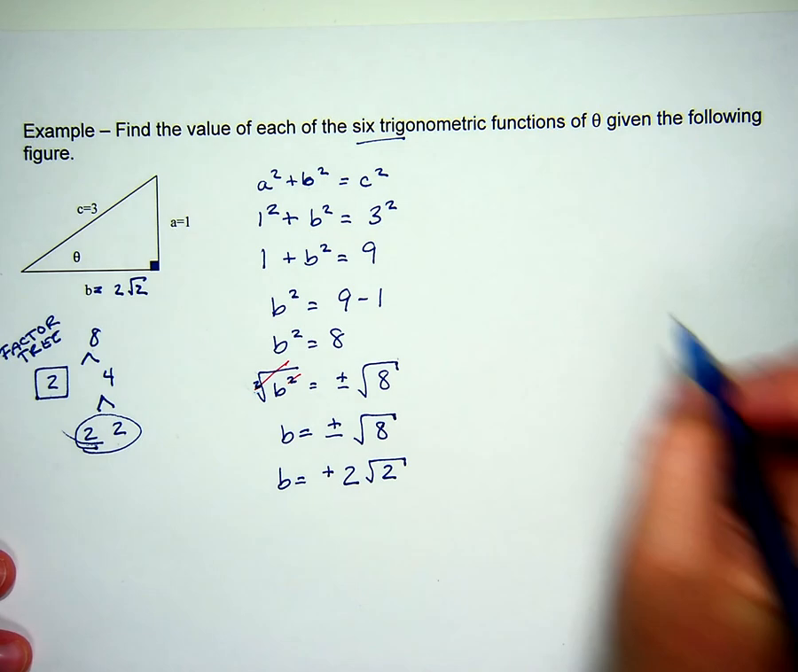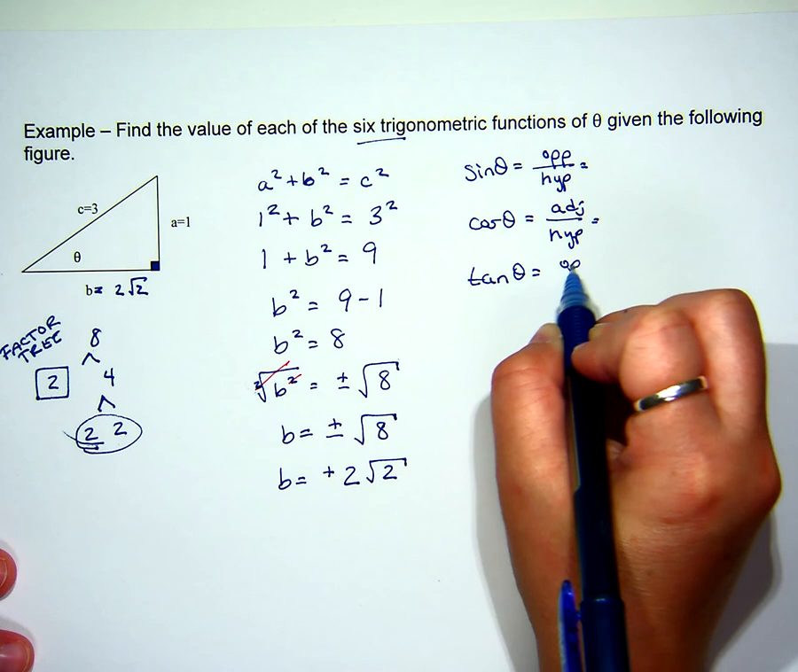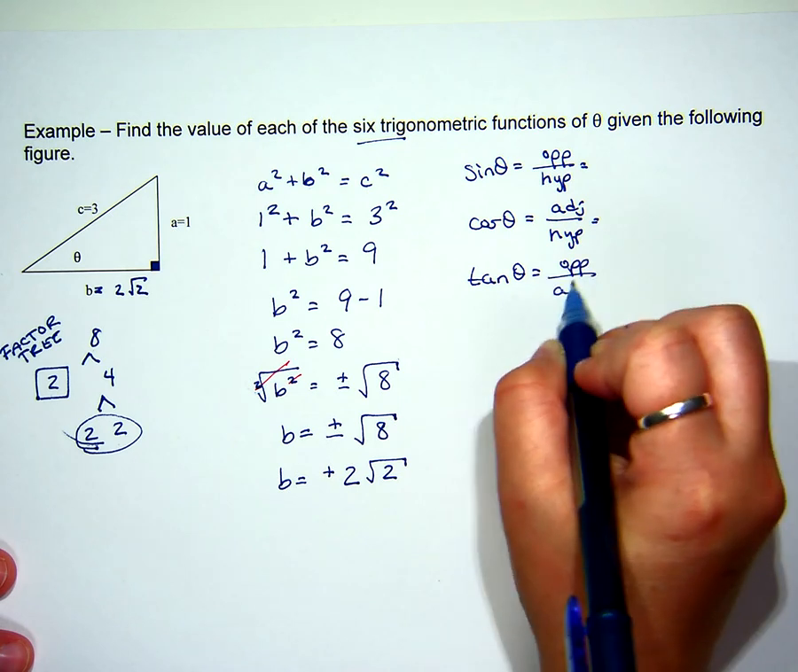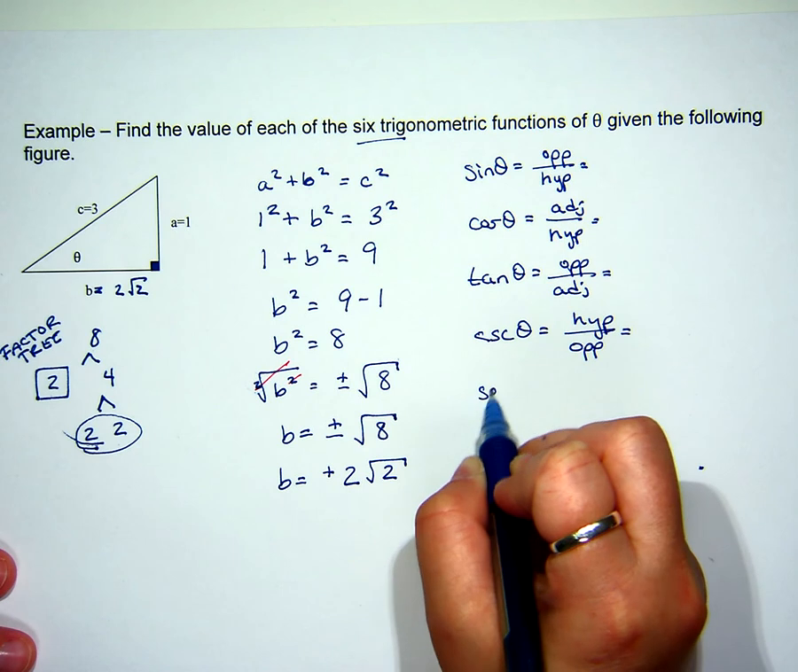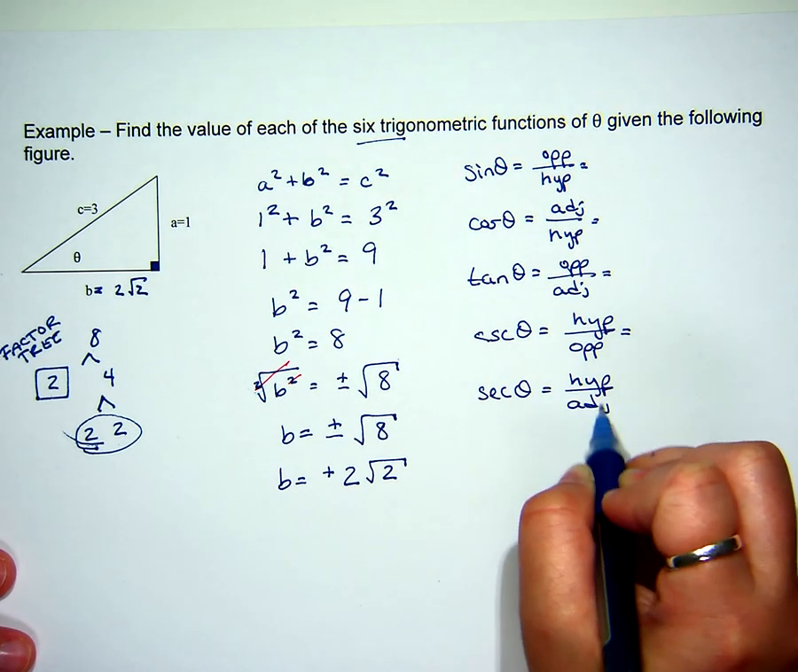Sine is opposite over hypotenuse. Cosine, adjacent over hypotenuse. Tangent, opposite over adjacent. Cosecant is the reciprocal of the sine. Secant is the reciprocal of cosine. And cotangent is the reciprocal of tangent.